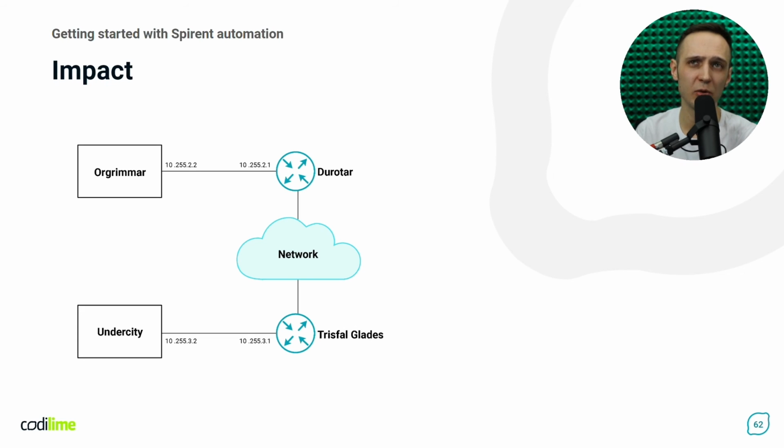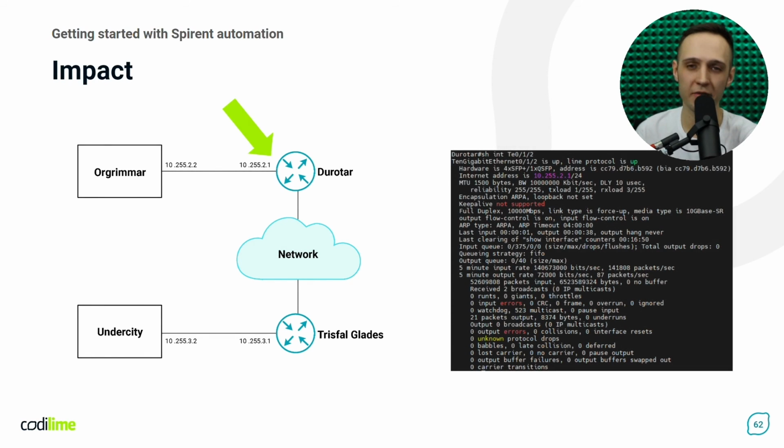So you are probably curious about the impact of this script on our physical topology. So let's take a look at the Durotar router first, and on the interface that is directly connected to the Orgrimmar emulated device. So it's the first interface that will receive generated traffic from the Spirent. Here I've got the stats from it, and if we take a look at the 5-minute input rate, we see a lot of packets there.